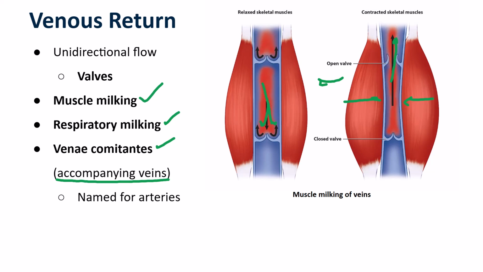But what happens is these veins are adjacent to arteries. They're bound within the fascia which supports the arteries. And as arteries are pulsatile, that expansion of an artery puts pressure on the venae comitantes, thus encouraging the return of blood, much the same way muscle milking or respiratory milking would encourage the unidirectional flow of blood. It's really quite genius. What a wonderful thing to have evolved.